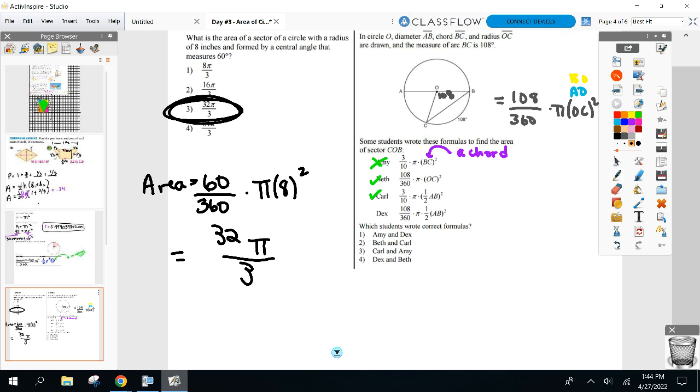Wait, for Carl, wouldn't the 1/2 also get squared? What's the order of operations? Do you do parentheses or exponents first? So I would do what's inside. I would take half of AB first. What's the deal with Dex? What's he squaring? The diameter, AB. I need to square the radius. So that's why Dex is an embarrassment. So we're just left with Beth and Carl.